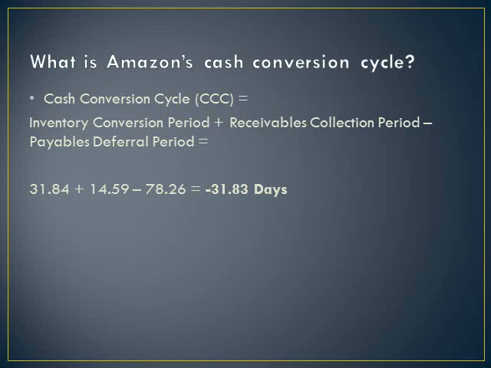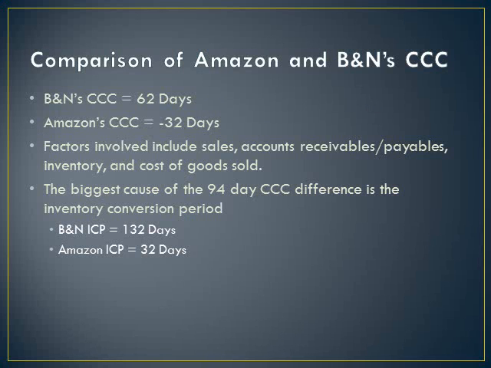Amazon's cash conversion cycle is calculated just like Barnes & Noble's. We take inventory conversion period, add that to receivables collection period, and then subtract payables deferral period. This comes out to negative 31.83 days. Comparing the cash conversion cycle for Barnes & Noble and Amazon, they differed by about 94 days. Barnes & Noble's CCC is about 62 days, while Amazon's is about negative 32 days.